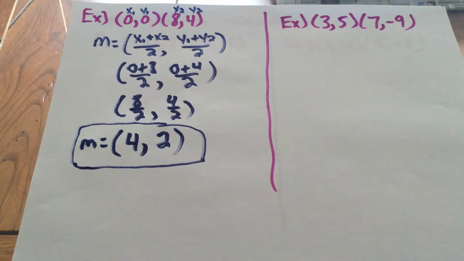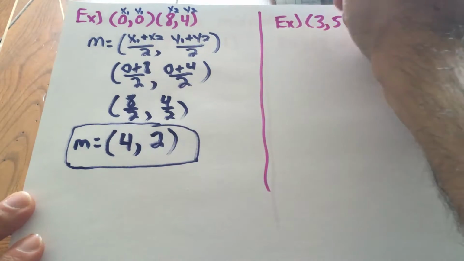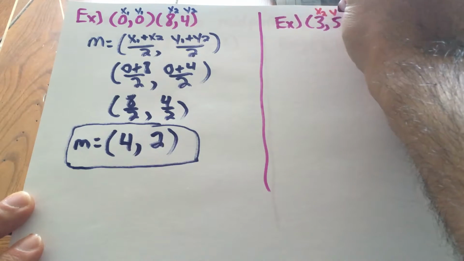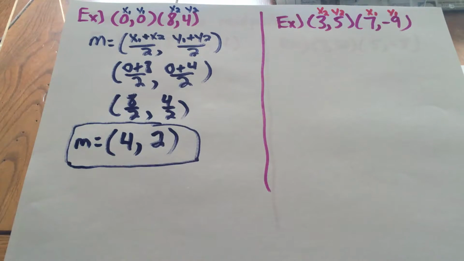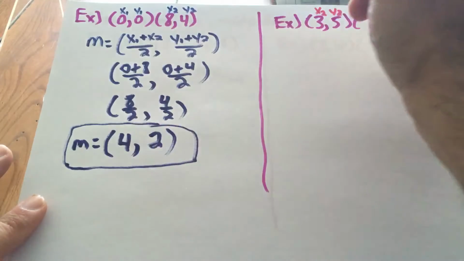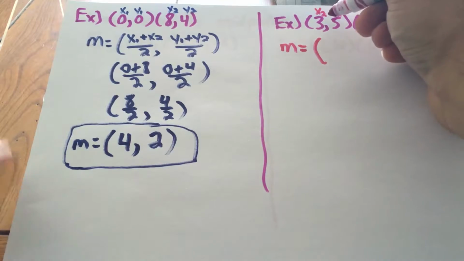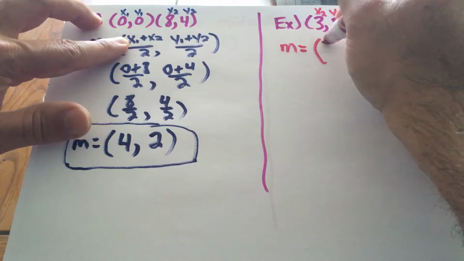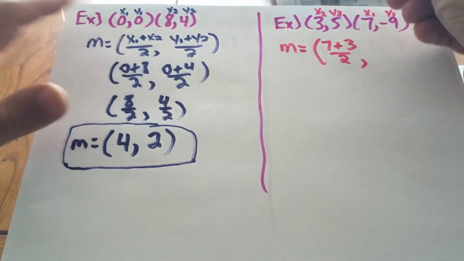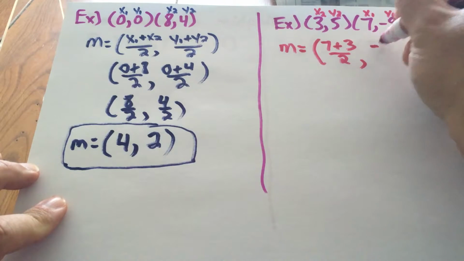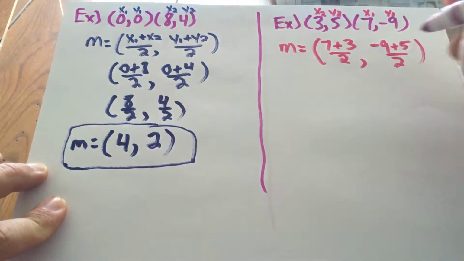Okay, so looking at the second one, just to show you that the first point doesn't always have to be x1, y1. We'll call this one x2, y2, and we'll call this one x1, y1. All right, so it doesn't matter which point is which. So in this case, we're going to plug it into that formula, and it's over here on the left, so we won't rewrite it. So the midpoint between them is going to be x1, which we said here is 7, plus x2, which we say is 3, divided by 2. And then the second one's going to be y1, which is negative 9, and then y2 here is 5, so that's plus 5 divided by 2.